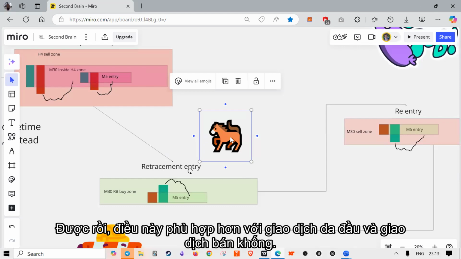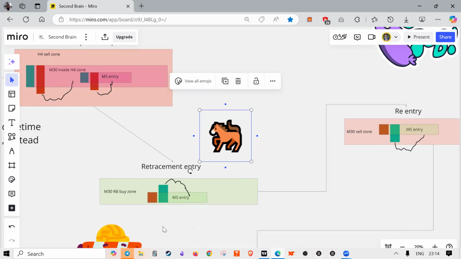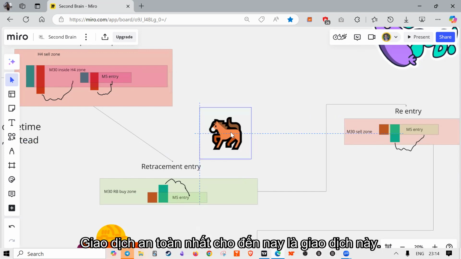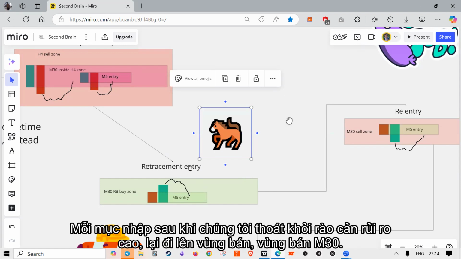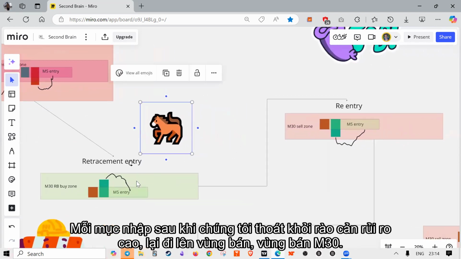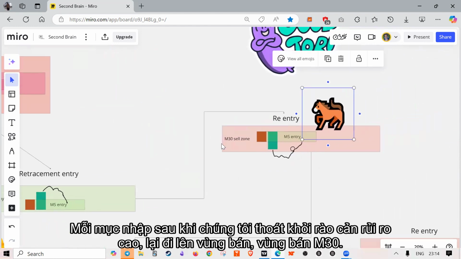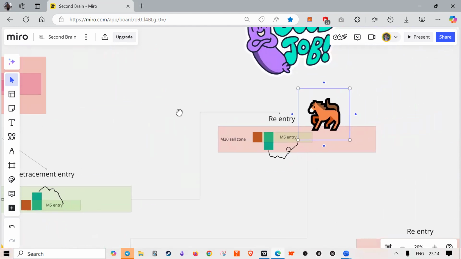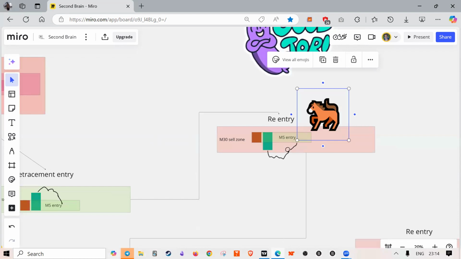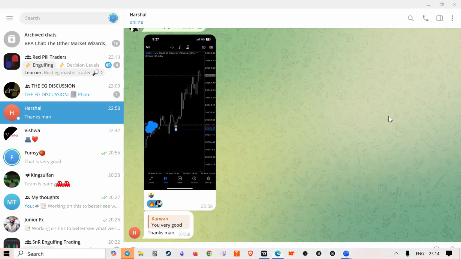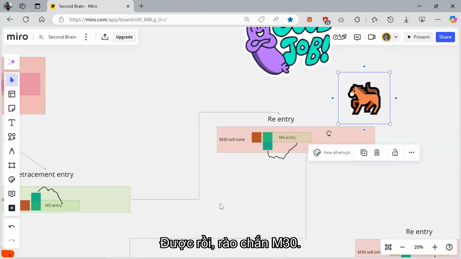I'm back. Okay, so this is more for a scalp trade, for a short trade. Okay, the safest trade till now is this one, a re-entry after we get from the high risk roadblock. We are going up to a sell zone again, an M30 sell zone. Okay. M30 roadblock.